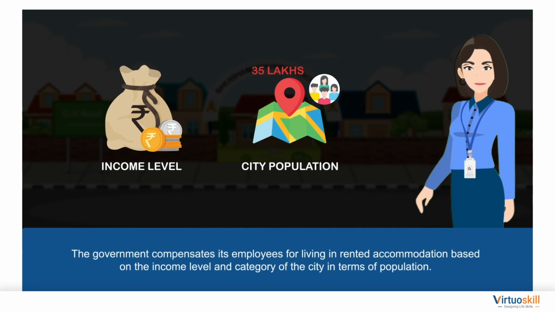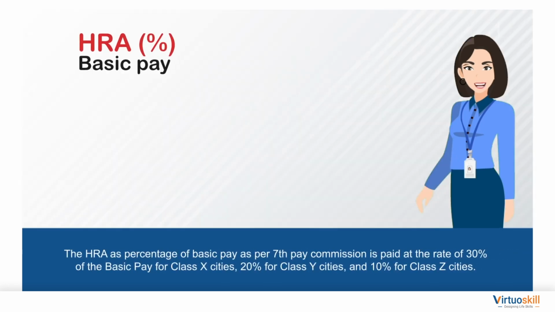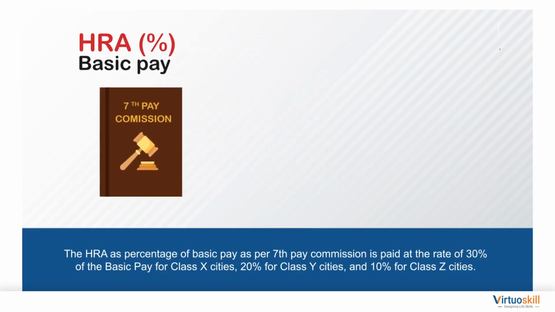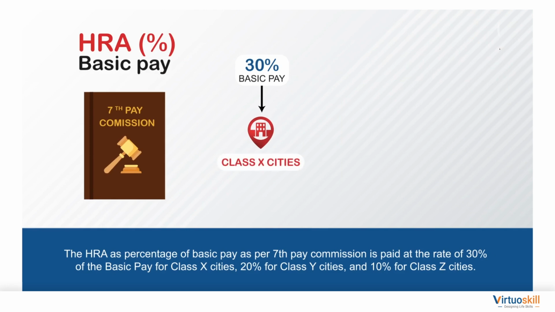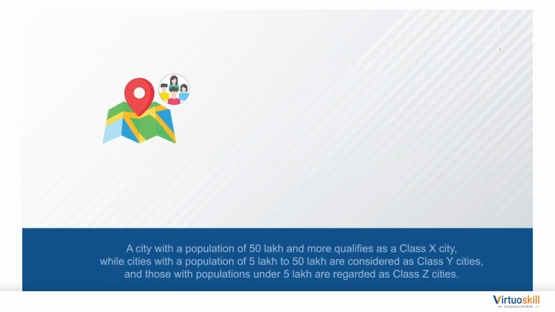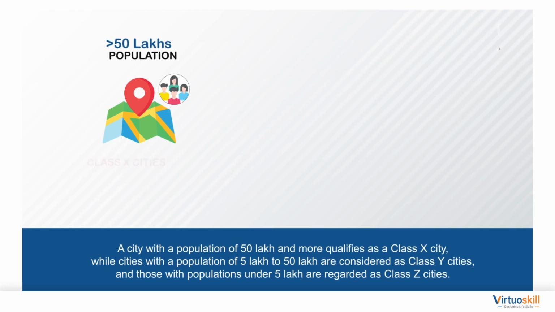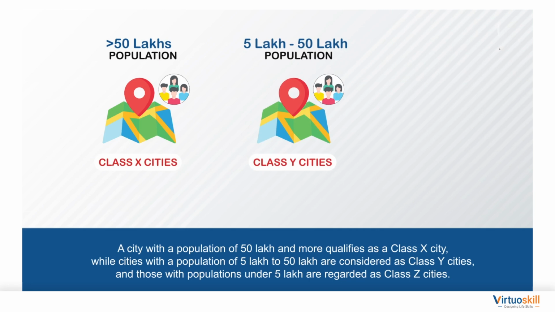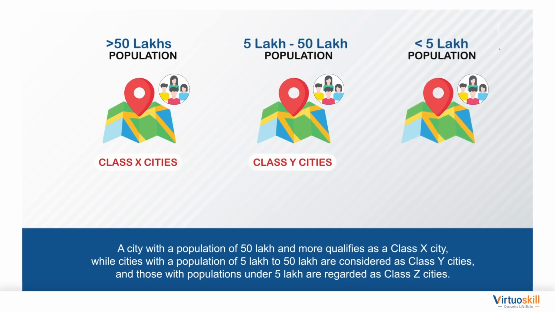in terms of population. The HRA as percentage of basic pay as per 7th Pay Commission is paid at the rate of 30% of the basic pay for Class X cities, 20% for Class Y cities, and 10% for Class Z cities. A city with a population of 50 lakh and more qualifies as a Class X city, while cities with a population of 5 lakh to 50 lakh are considered as Class Y cities, and those with populations under 5 lakh are regarded as Class Z cities.